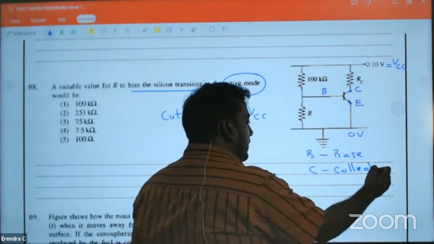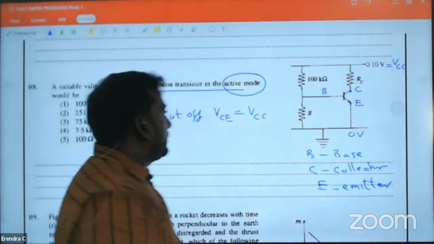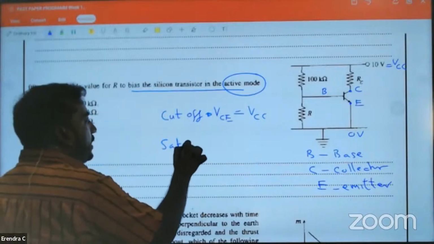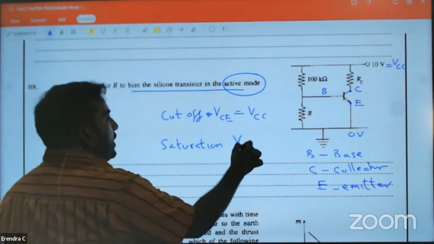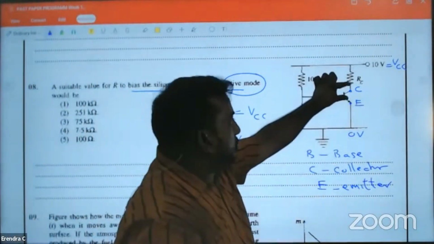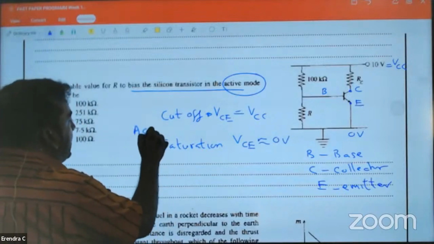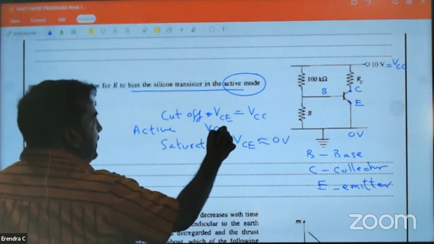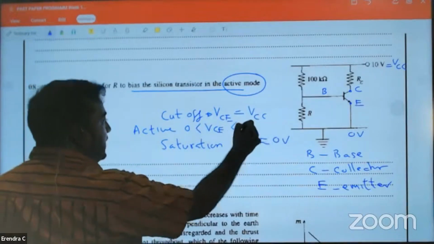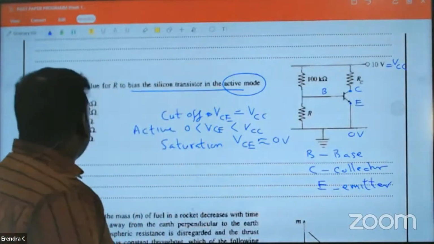Collector, emitter. Base, collector, emitter. So that is the cutoff region. What about the saturation region? In the saturation region VCE is approximately 0. That means no voltage here, no voltage there. Then the active region: VCE is greater than the minimum and lesser than the maximum. The maximum here is 10 volt. VCE is 10 volt.